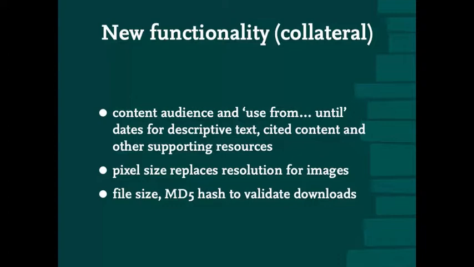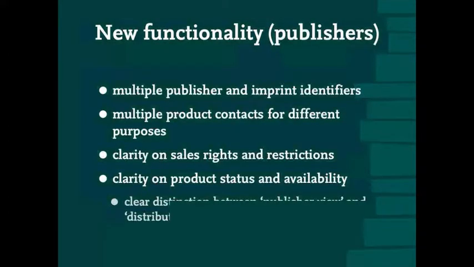ONIX 3 also corrects a few things that I'd classify as errors. In ONIX 2.1, you refer to the resolution of an image, but the resolution of the image actually depends how big you print it. So in ONIX 3, images are sized by pixel size. ONIX 3 can have publisher and imprint identifiers. Well, you can have those in ONIX 2.1 as well, but you can only have one of each in 2.1. If you happen to have multiple identifiers for publisher, then you can list them all in ONIX 3.